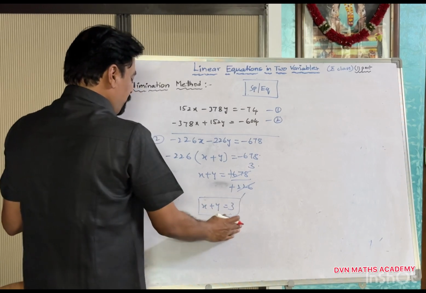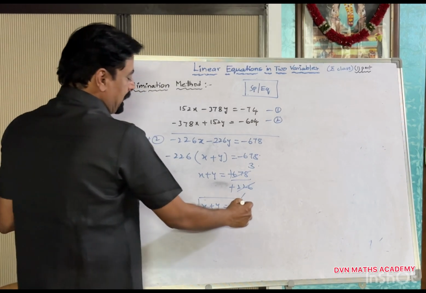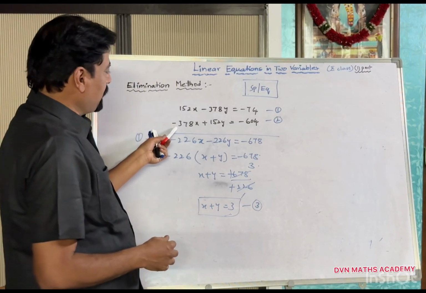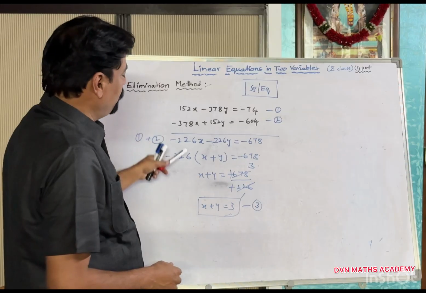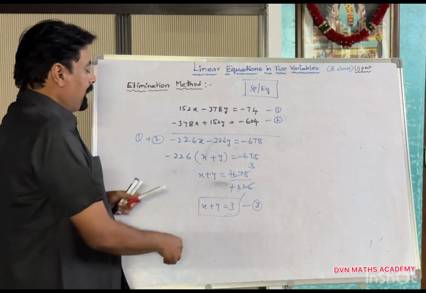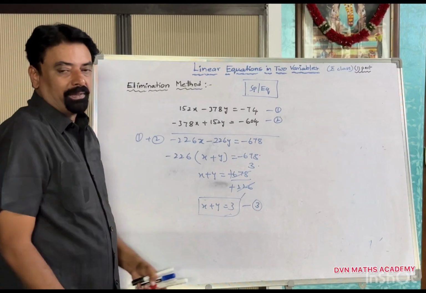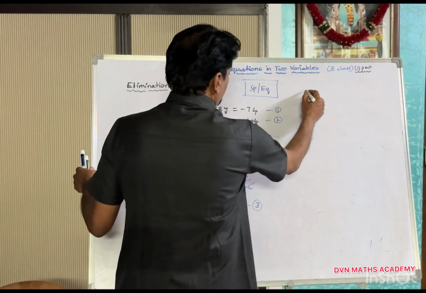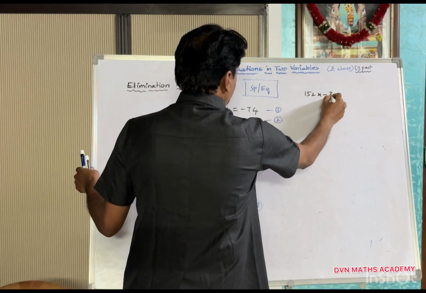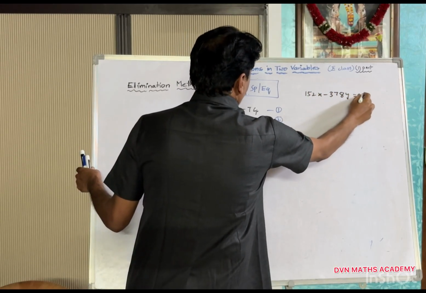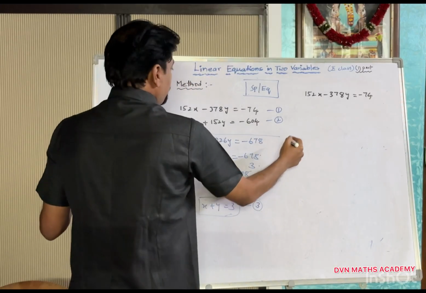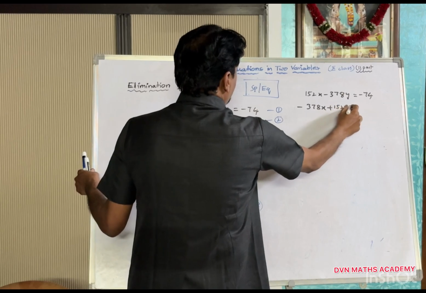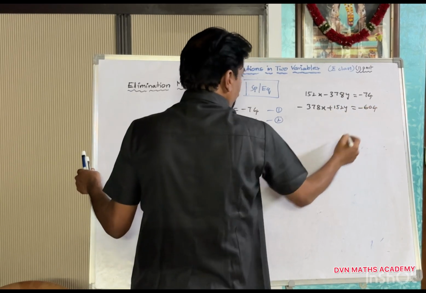This is a very important pattern. Call this equation 3. The first equation is the given equation, and this is the second equation. When you add these two equations, you get another equation, that is x plus y is equal to 3. Now if I subtract the two equations: 152x minus 378y is equal to minus 74 is the first equation, and minus 378x plus 152y is equal to minus 604 is the second.